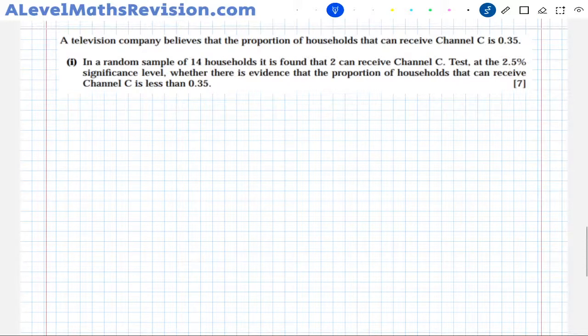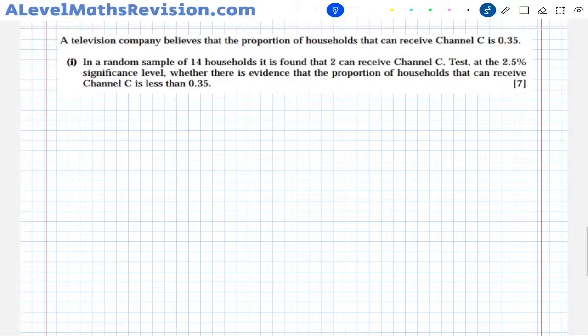So see, it's not 5% anymore. So this time we want to be 97.5% sure that they're wrong before we call them out on lying. Test at the 2.5% significance level whether there is evidence that the proportion of households that can receive channel C is less than 0.35. So back to our original way to gain marks.